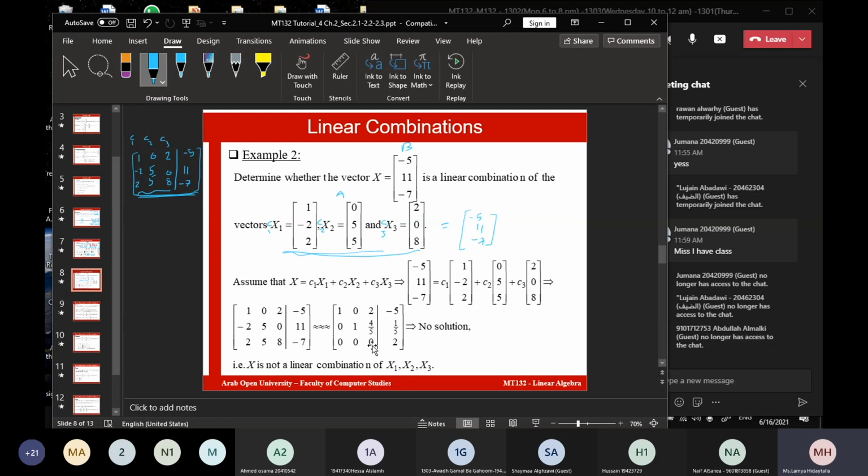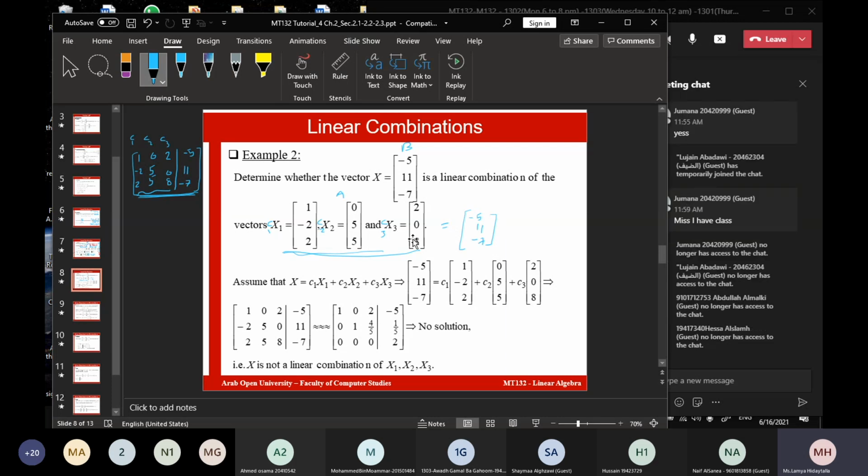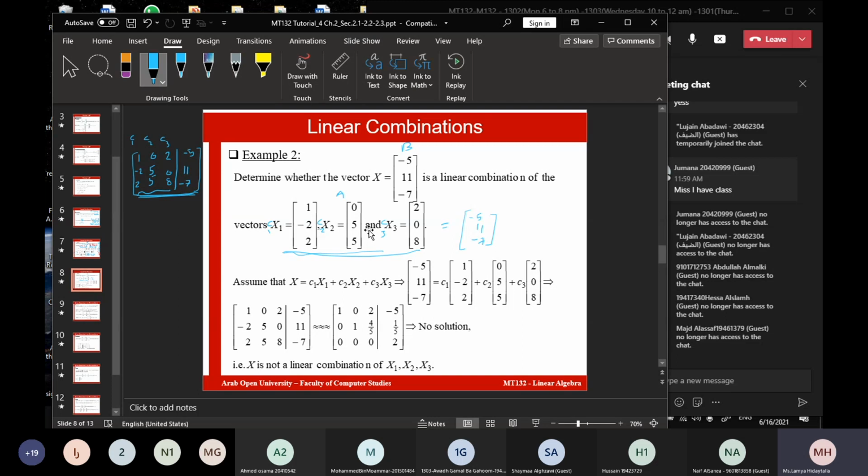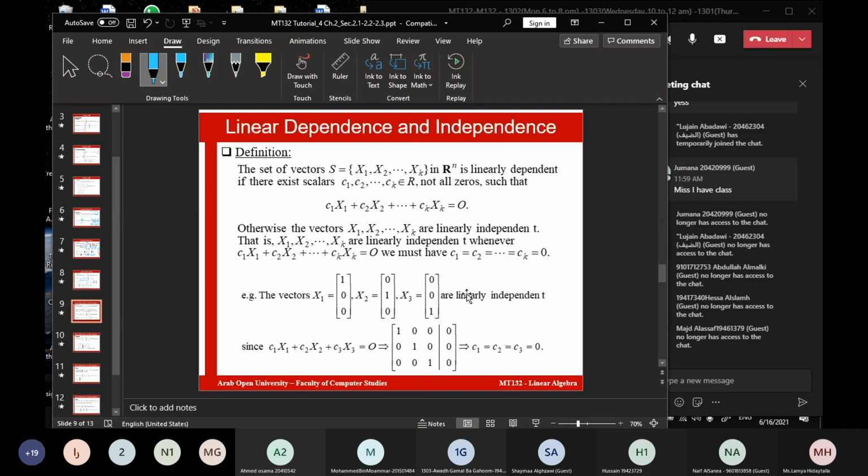Can I find C1, C2, C3? No. Why? Because 0 is equal to 2, and this is impossible. So no solution. I cannot find C1, C2, C3. That means I cannot write this vector in terms of these three. It is not a linear combination of them. I cannot find it by doing linear operations on these vectors. Is it clear? Okay. We stop here.